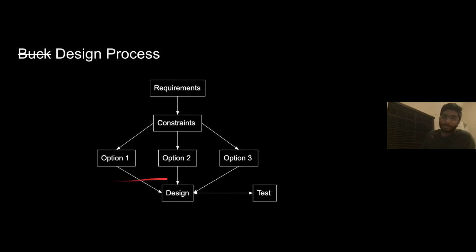And with that, we explore different options for how we design it. We make a design. We test it. Oh no, it's not perfect. We go back to design, test it again. Good enough. Design again, test, good to go.